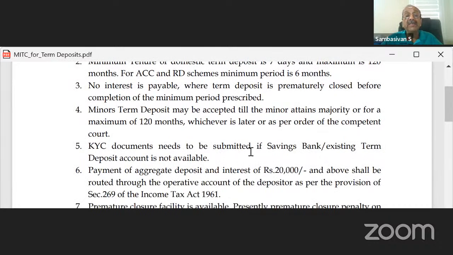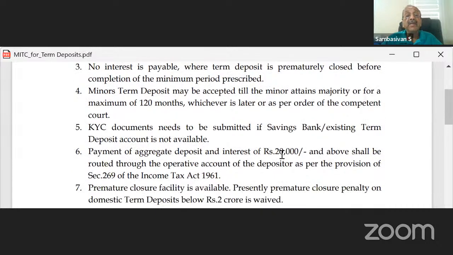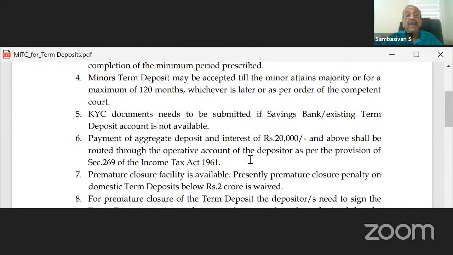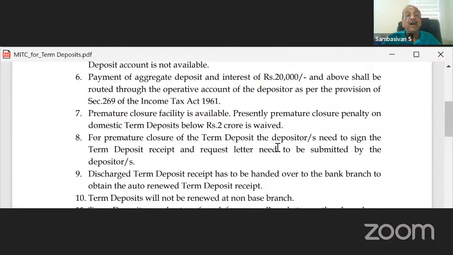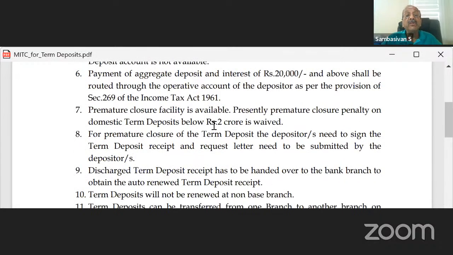KYC documents need to be submitted if a savings bank or existing term deposit account is not available. Payment of aggregate deposit and interest of rupees 20,000 and above shall be routed through the account. Premature closure facility is available. Presently, Karnataka Bank, I don't know about other banks, says premature closure penalty on domestic term deposits below rupees 2 crore is waived.